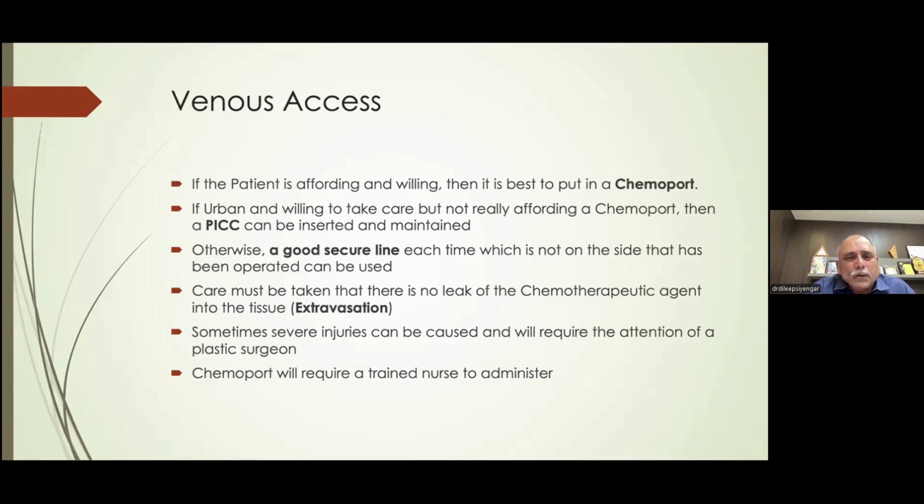If the patient is affording and willing, it is then best to put in a chemo port, because you'll have 4 to 6 cycles, and then followed by sometimes trastuzumab, which can go on for 12 cycles or even 18. So many times, every time taking the vein, and that too only one hand will be available, the other operated side hand will not be available. So it is best to put in a chemo port. But then chemo port is expensive, and it will also require a trained nurse to administer. Not every Tom, Dick and Harry nurse can use a chemo port. So if such a thing is possible, then it is best to put in a chemo port.